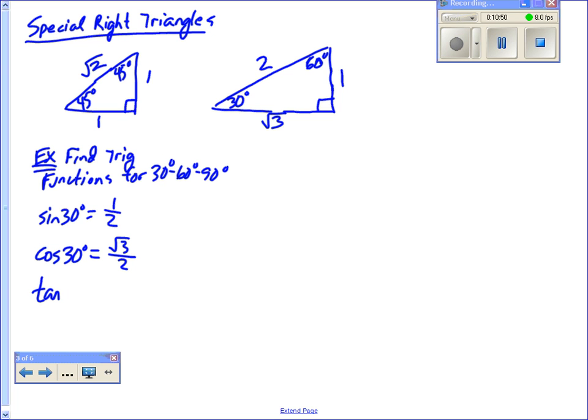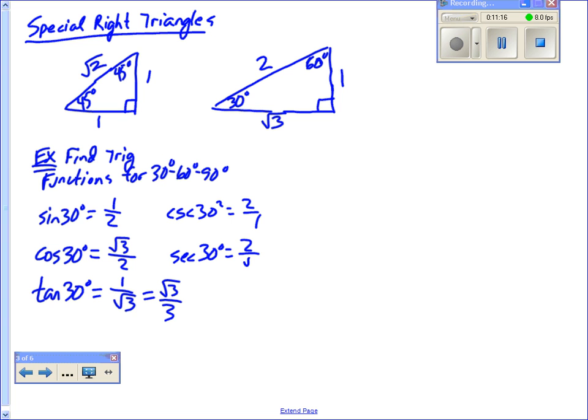The tangent of 30 degrees would be opposite over adjacent, 1 over root 3, just root 3 over 3 once you rationalize that, right? And then, of course, cosecant 30 is 2 over 1, and so on. Secant is 2 over root 3, 2 root 3 over 3. Cotangent 30 degrees, 3 root 3 over 3, or root 3 over 1, okay? So that's how you'd find that using that 30, 60, 90.